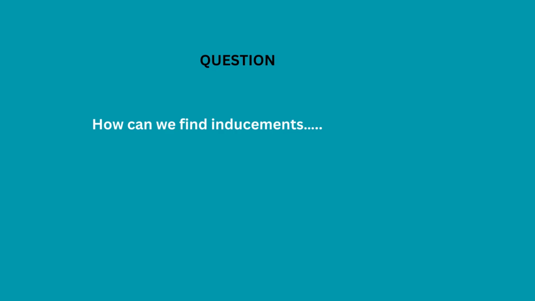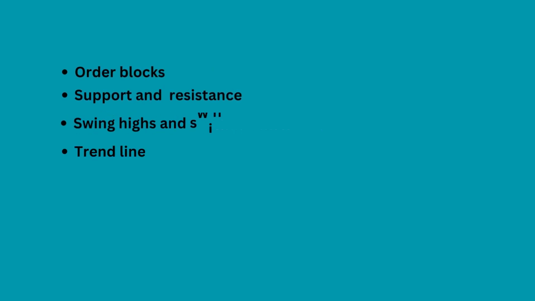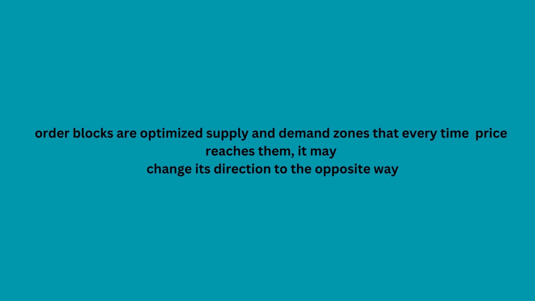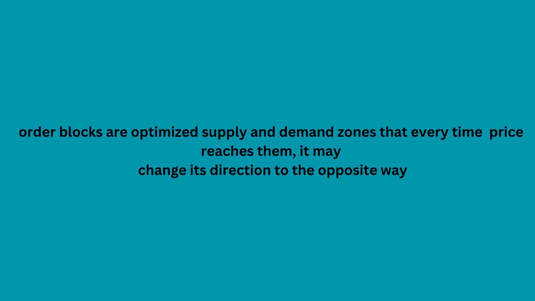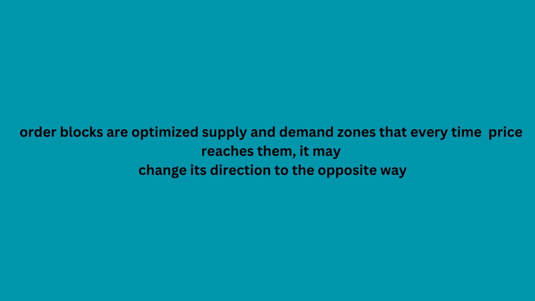Most of the time, inducement appears at specific points and zones, such as order blocks, support and resistance levels, swing highs and swing lows, and trend lines. So let's start with the order block. As you know, guys, order blocks are optimized supply and demand zones that every time price reaches them, it may change its direction to the opposite way. Around order blocks, there are always many buy and sell orders. This creates a large number of inducements around such zones.